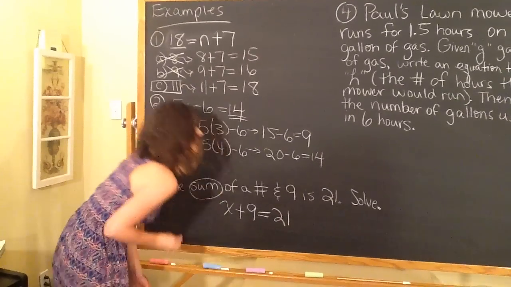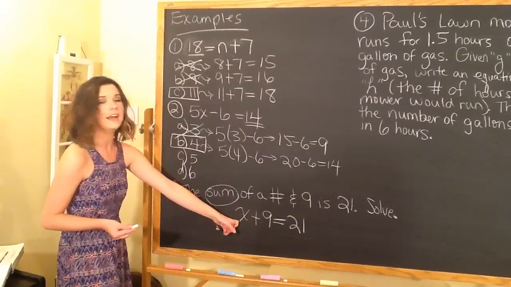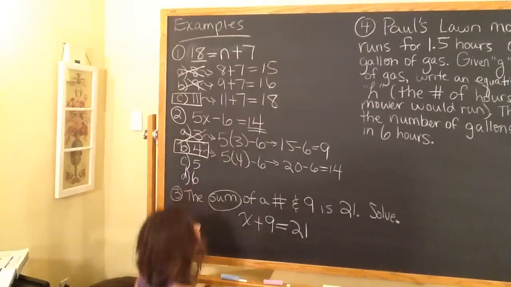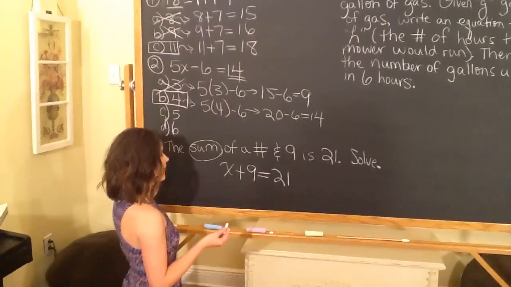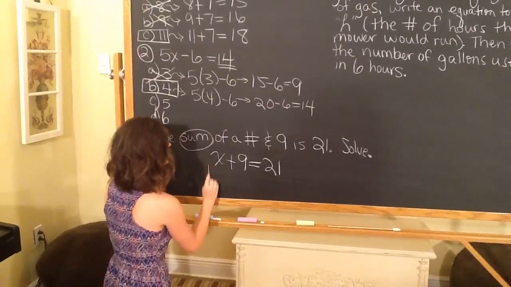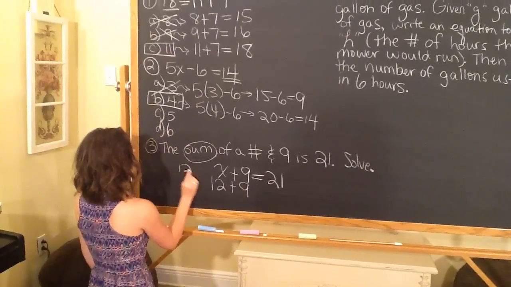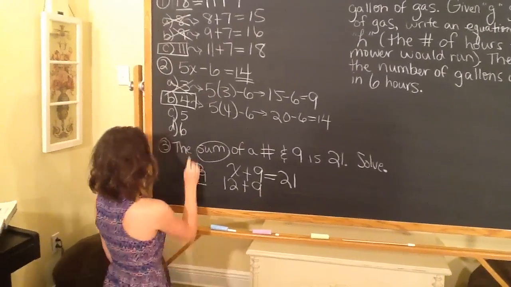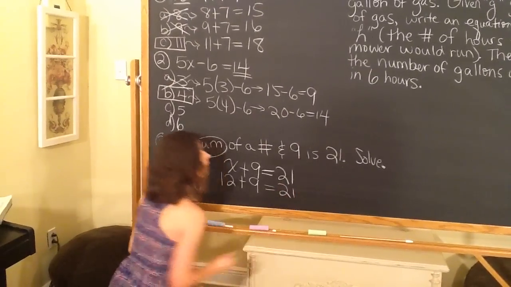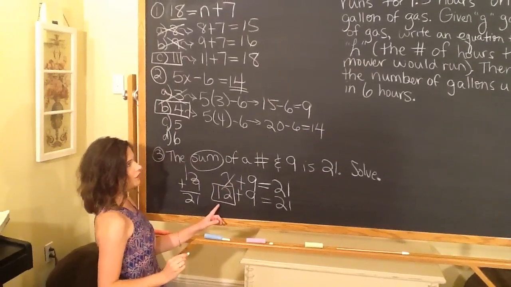Now it wants us to solve. What number can we put in for x to give us 21? Let's guess. Let's plug in 12 plus 9 and see what we get. If we add 12 to 9, we have 21, and that gives us our answer. So by guessing and checking, you'll be able to figure out that 12 is the solution.